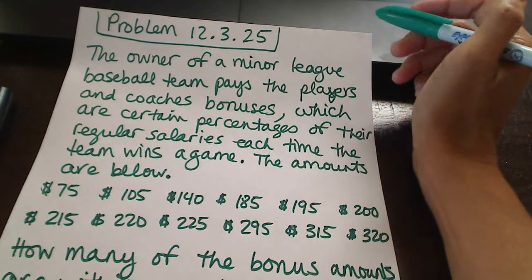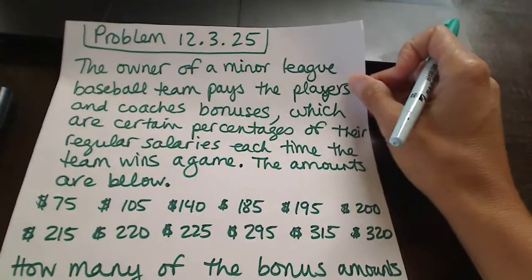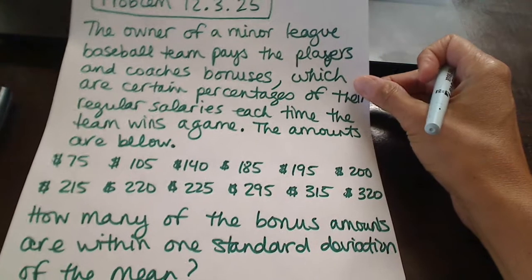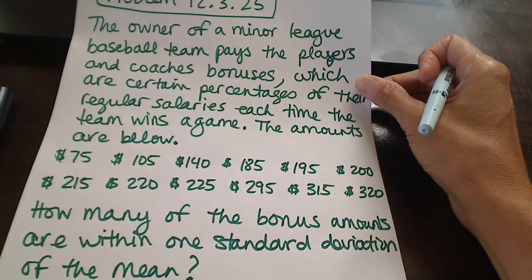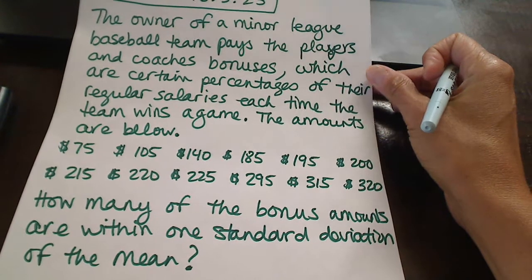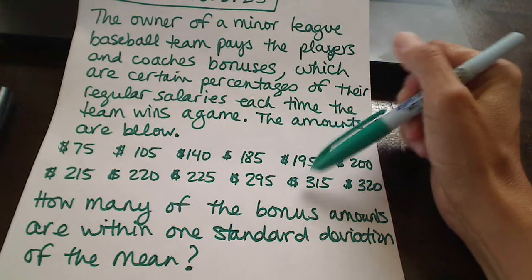All right, this is problem 12.3.25. And the problem is asking us, it says that we have the owner of a minor league baseball team pays the players and coaches bonuses, which are certain percentages of their regular salaries each time they win a game. And these are the amounts.